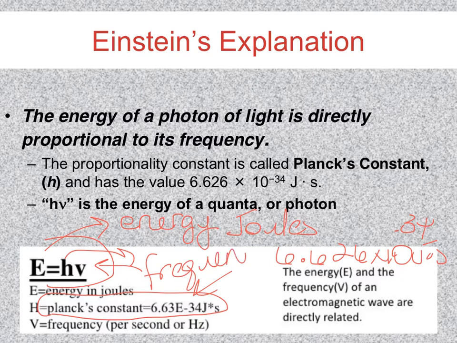So basically what Einstein's equation is telling us is that energy is directly proportional to frequency. As one goes up, the other has to go up. And then h is just a proportionality constant. And so we learned that wavelength and frequency are inversely related. Energy and frequency are directly related.